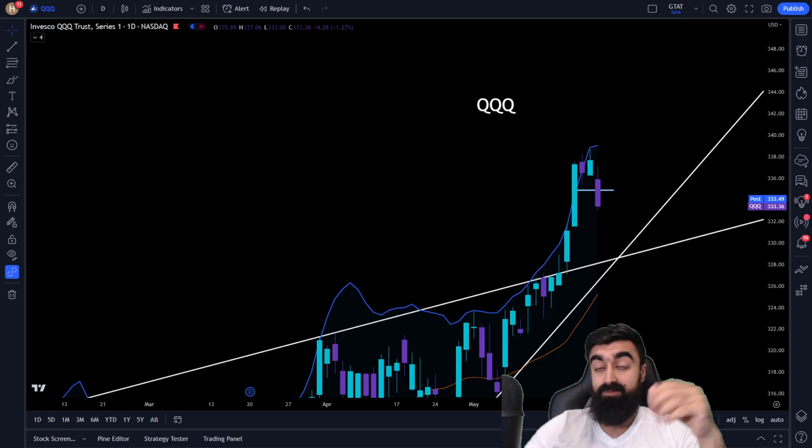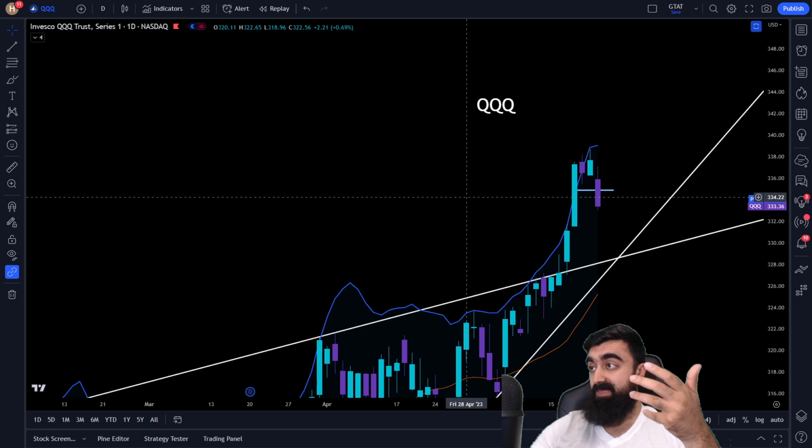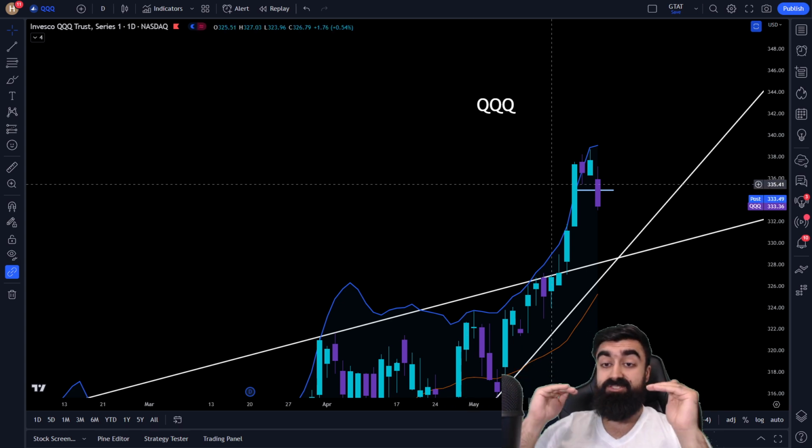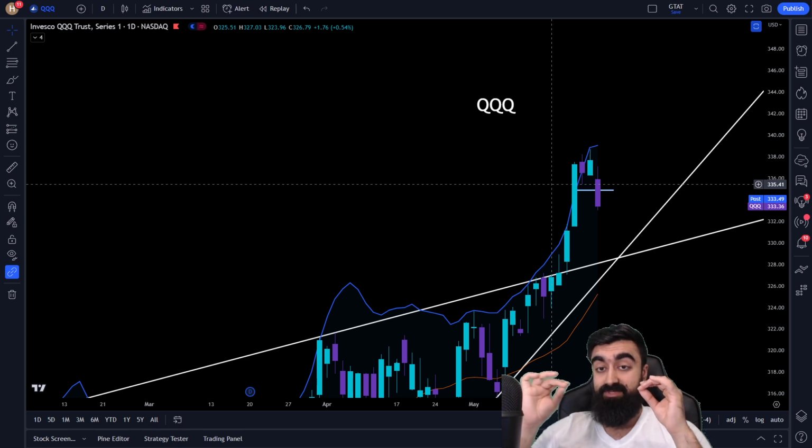All right, so back to the video. This is a chart of the NASDAQ, and I was showing how 335 or 334, that area was going to be a very major support level for the NASDAQ.